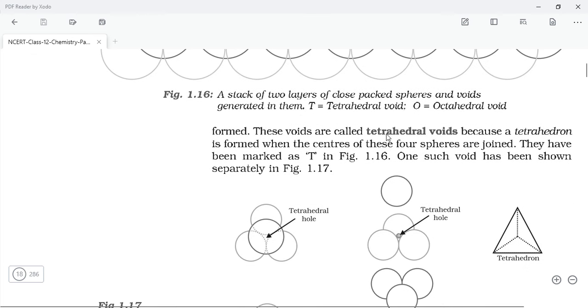And the B part has some interesting points as well. You can name those voids differently. These voids are called tetrahedral because a tetrahedron is formed when the centers of these four spheres are joined. They have been marked as T in figure 1.16. One such void has been shown separately in 1.17.